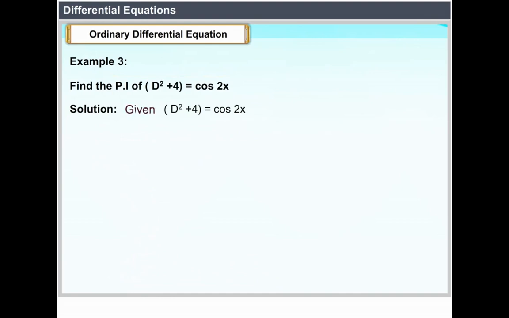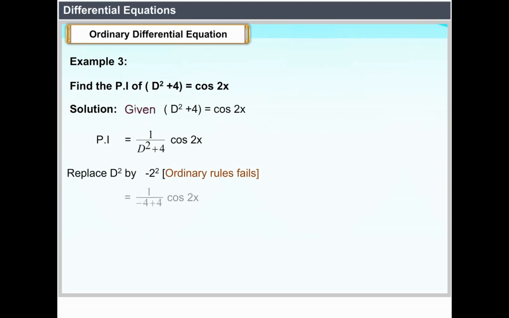Example 3. Find the PI of (D² + 4) = cos 2x. Solution. Given D² + 4 = cos 2x. PI = 1/(D² + 4) cos 2x. Replace D² by −2². Ordinary rule fails. = 1/(−4 + 4) cos 2x. So we are getting 0 in the denominator. That is why the ordinary rule fails.